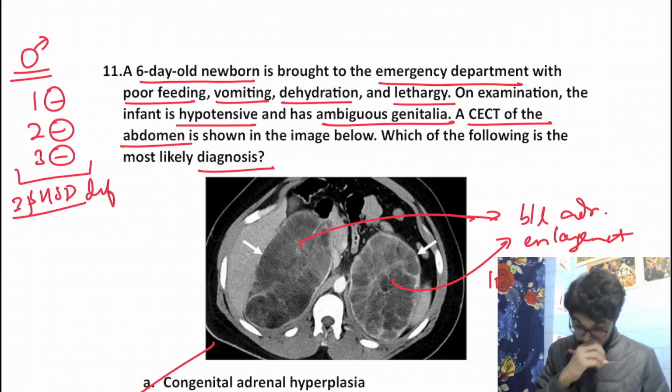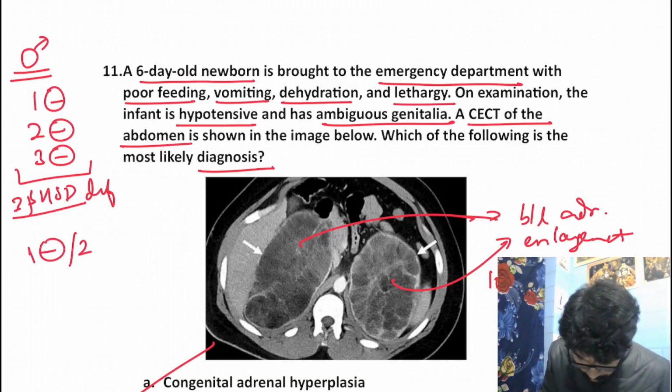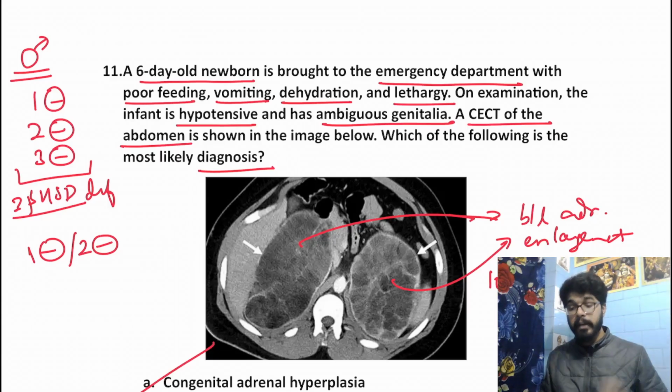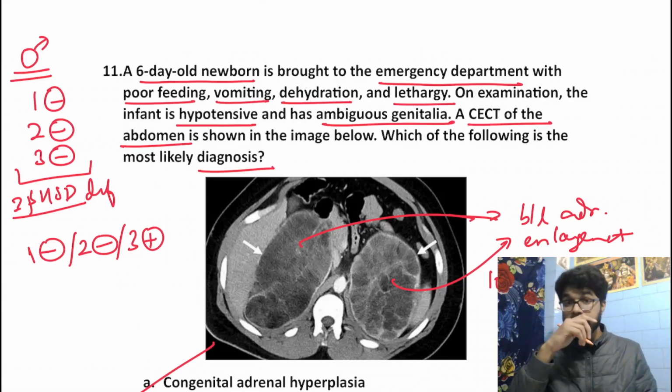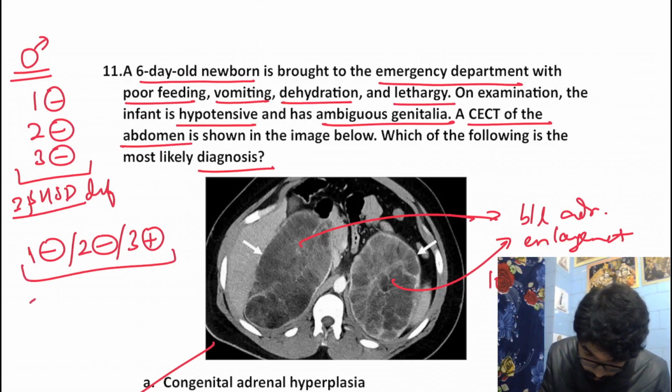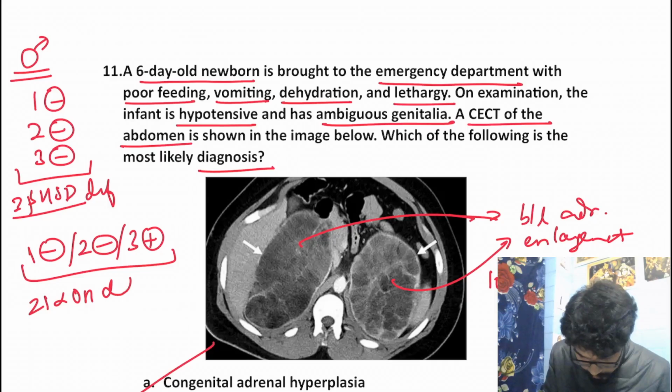But if the newborn is a female, 1 absent, 2 absent, and in a female we are getting ambiguous genitalia, then 3 must be positive, right? There must be excess androgen. So in that condition, it would become 21 alpha hydroxylase deficiency, right?